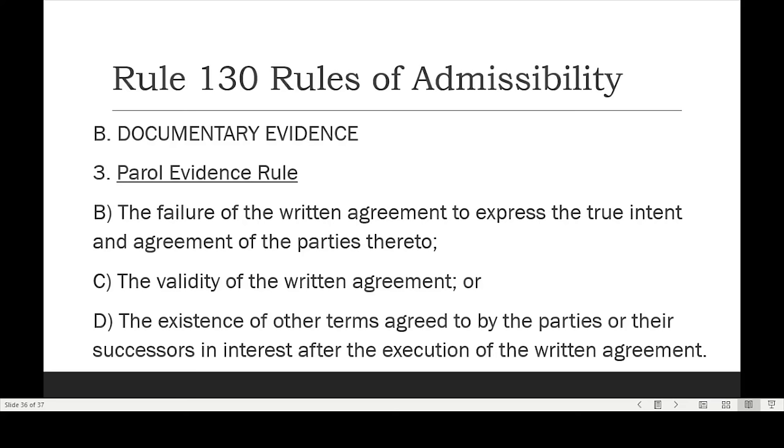So, for example, if there is a mistake, say the parties agreed that the purchase price will be 500,000 pesos, but what was written in the agreement was only 100,000 pesos. So there is a failure to express the true intent of the agreement of the parties in the contract. So the next is the validity of the written agreement or the existence of other terms agreed to by the parties or their successors in interest after the execution of the written agreement. So those are the exceptions to the parole evidence rule.